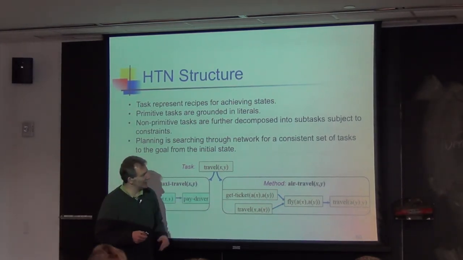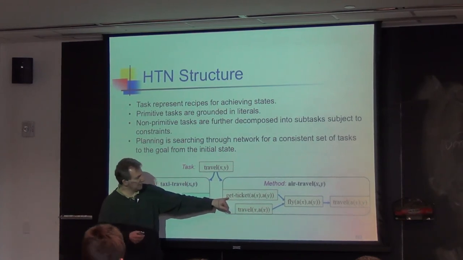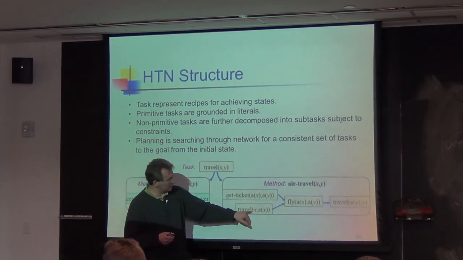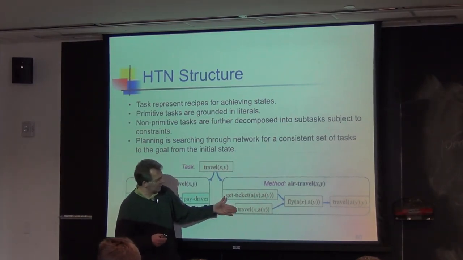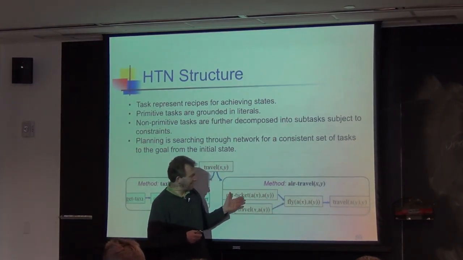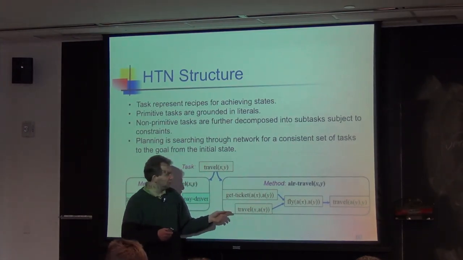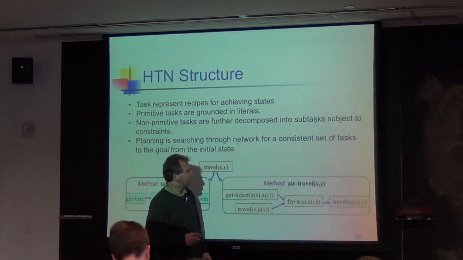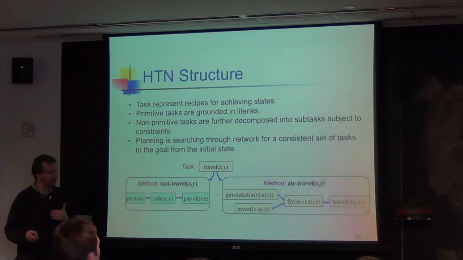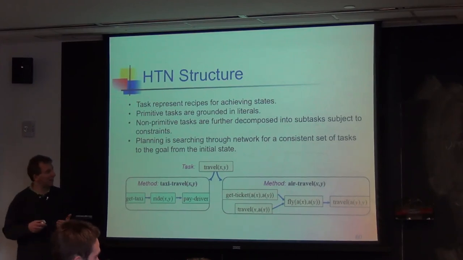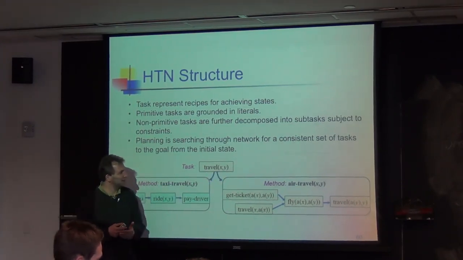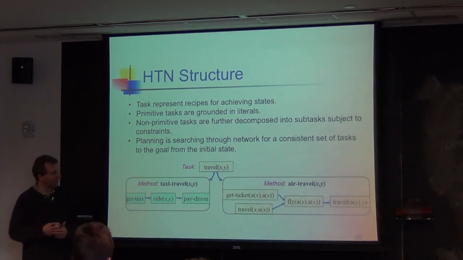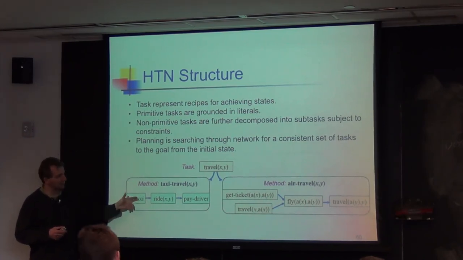The other way to do it is the air travel, which is again get the ticket, travel from there. These are constrained. Fly must happen after both of these happen, right? And then when you fly, you can travel from X to Y. So the key here is that you have alternative ways. You use these task descriptions, and usually the task descriptions will have a name. They have a set of expected variables, a set of what it means to be done, and a set of preconditions that have to be met. They may differ depending on the method that you use.